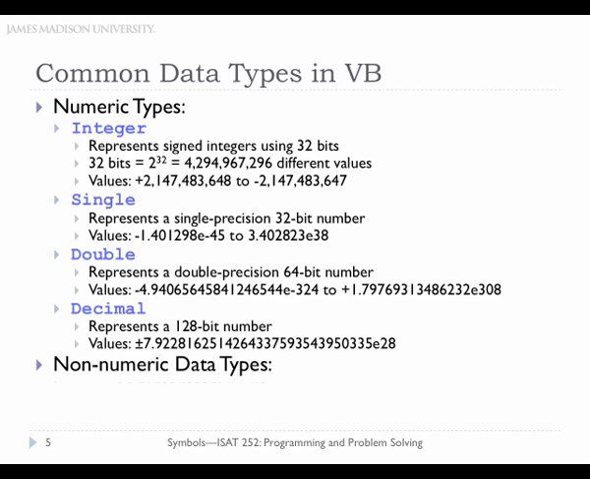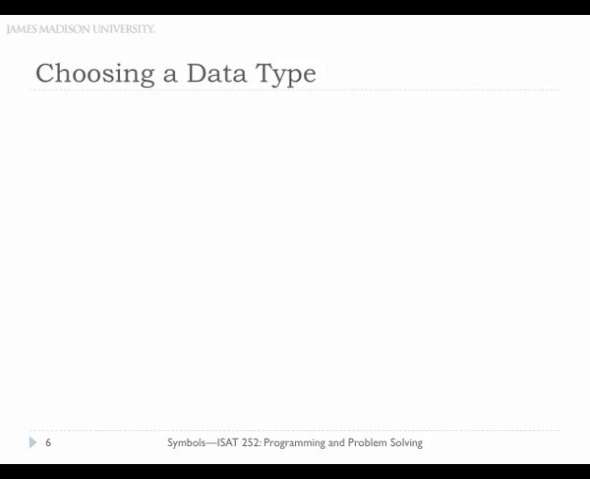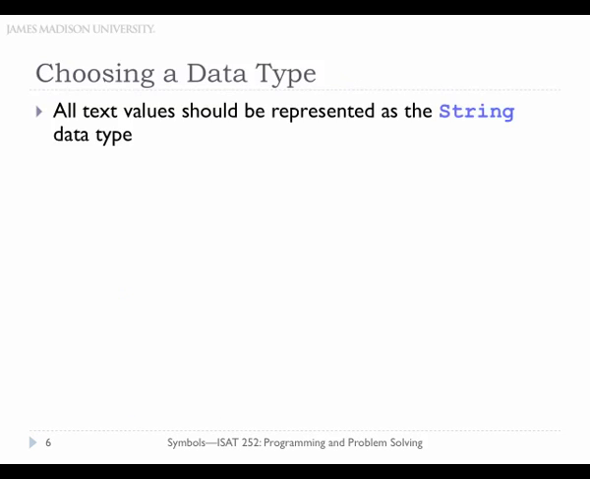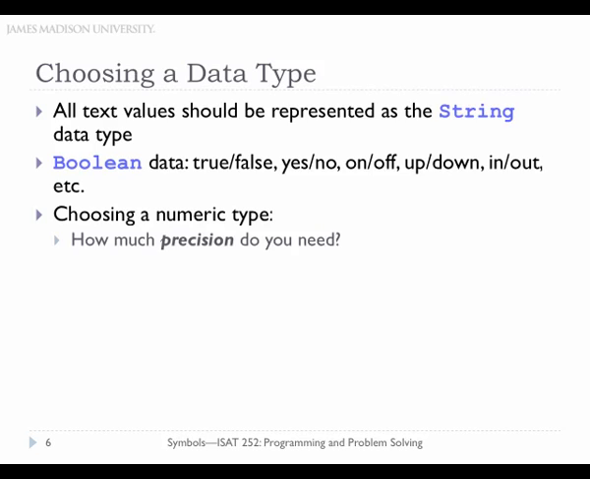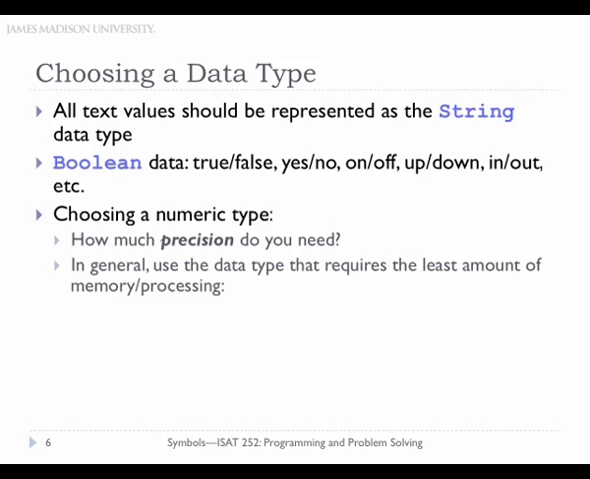Then there are non-numeric data types, things like booleans, which represent true-false values, and strings, which represent text values. So how do you choose a data type? All text values, first of all, should be represented as the string data type. Boolean data represents things that can have two values, things like true-false values, yes, no, on, off, up, down, in, out, etc. If you're choosing a numeric type, you first need to ask the question, how much precision do you need? In general, you want to use the data type that requires the least amount of memory or processing capacity.